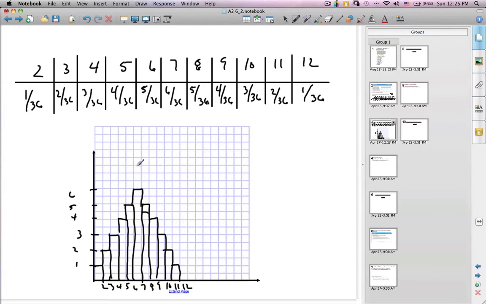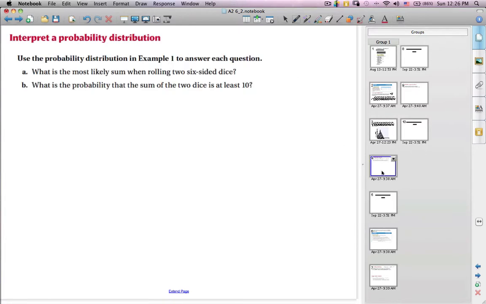And it's very clear that the most likely thing for you to roll is a 7. That's the most likely thing that you're going to roll when you roll 2 dice. Okay, and you can see that it sort of falls off on either side. So the least likely thing is to roll a 2 or 12. The most likely thing is to roll a 7. Okay, so when we want to interpret it, we just talked about this. What's the most likely sum when rolling 2 dice? It's a 7.